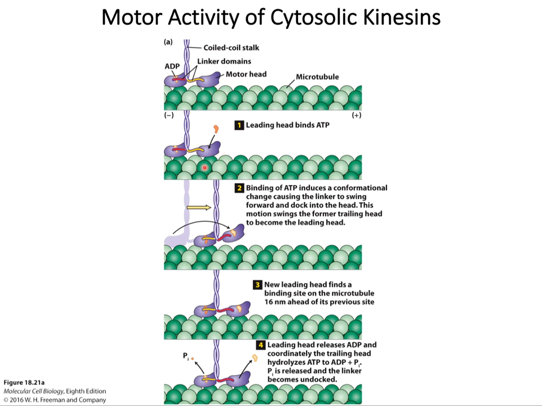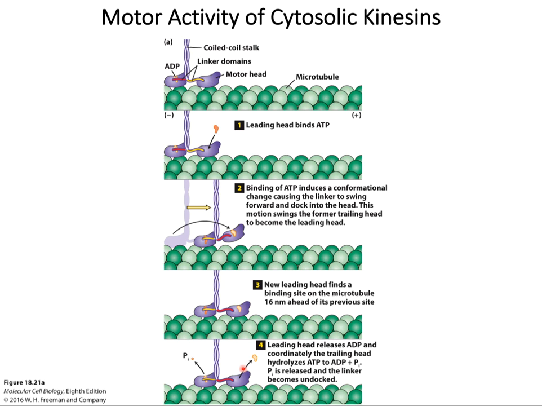In step 1, what is happening is that you get a binding of ATP by this subunit, and this causes it to loosen its interaction with the side of the microtubule. In step 2, the head that was lagging behind swings forward, and it is now the leading head. It is now in the front. It stepped forward.